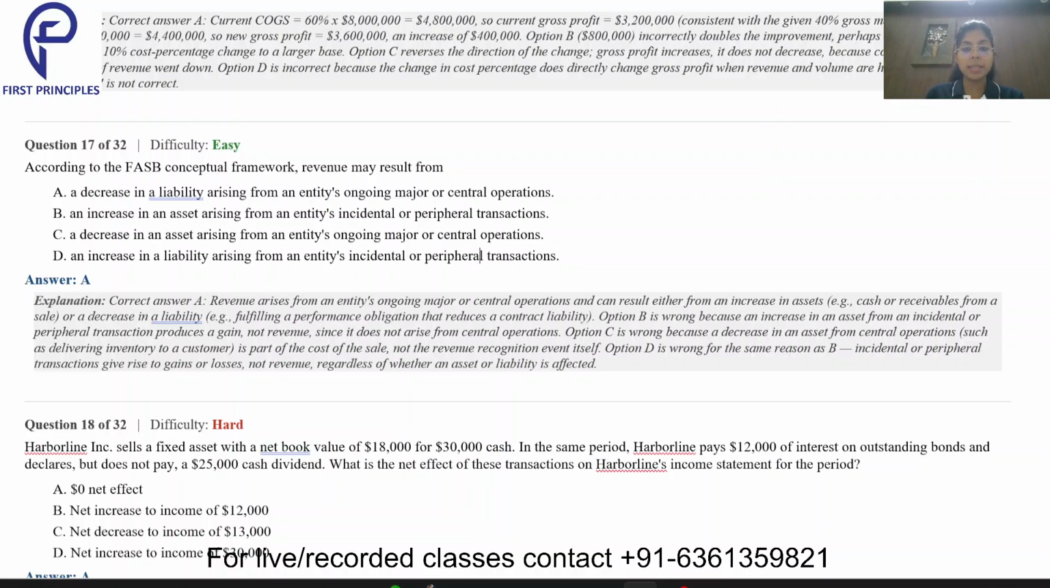Is option C correct? No. Why? Because option C is talking about a decrease in an asset. Will a decrease in asset cause revenue? No. So that is also not a correct answer.